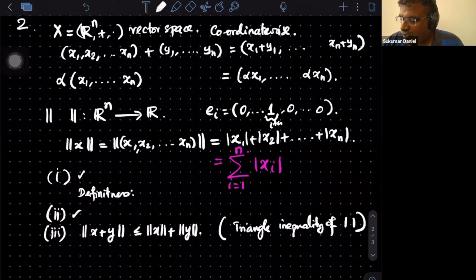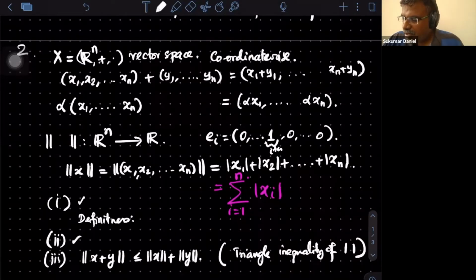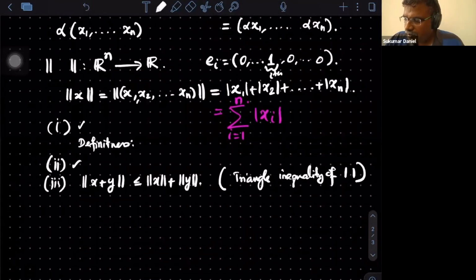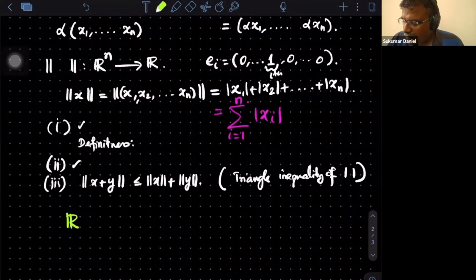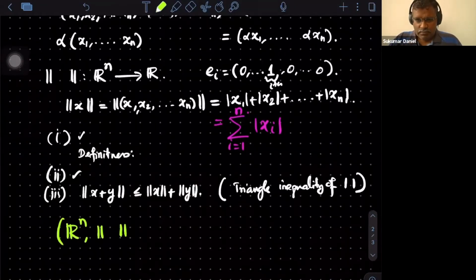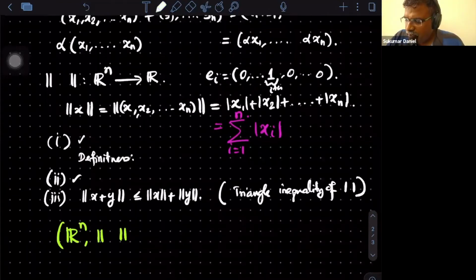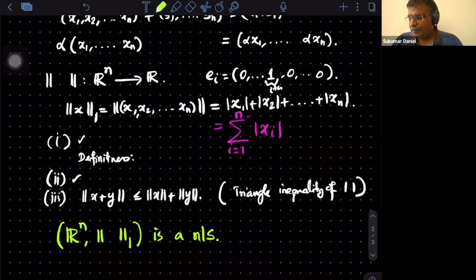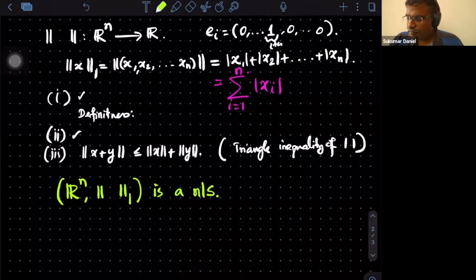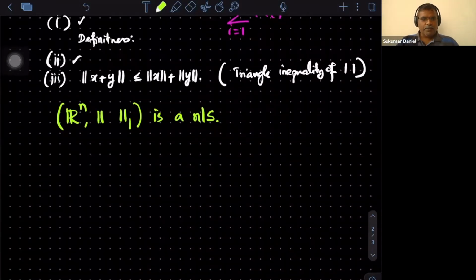So how do I write? This is a norm on this vector space, and hence this R^n with this norm. There is an extra notation we specifically use, the reason will be clear a little while later. This norm we denote with the suffix 1. So we call this a normed linear space. So this is actually a normed linear space. That much we have verified.